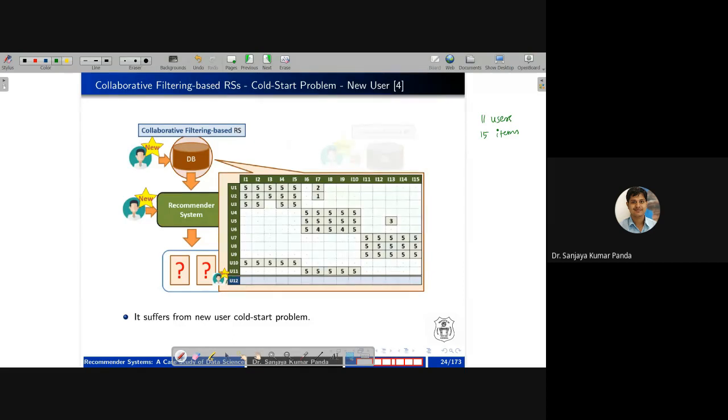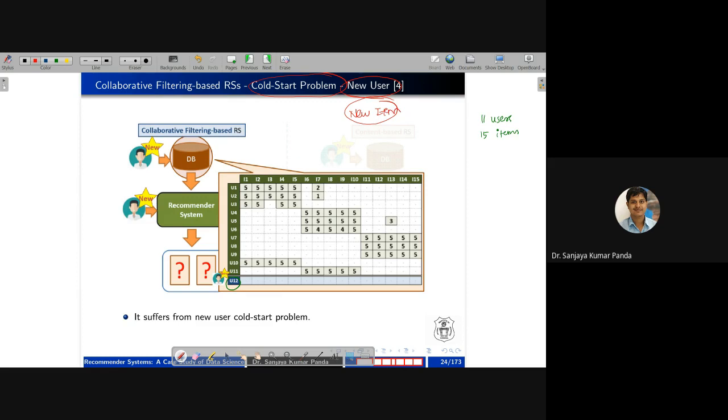Because user U12 does not have past behavior, you don't have any purchase history for this particular user. So it is very difficult to suggest some item. We call that problem the cold start problem. This is a very popular problem in collaborative filtering systems, where we consider this problem from two perspectives. One is with respect to the new user, another is with respect to the new item.